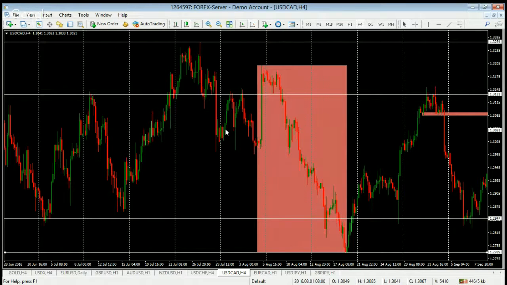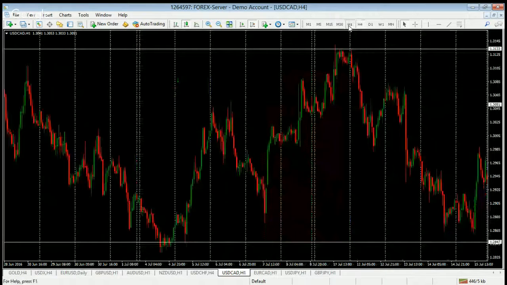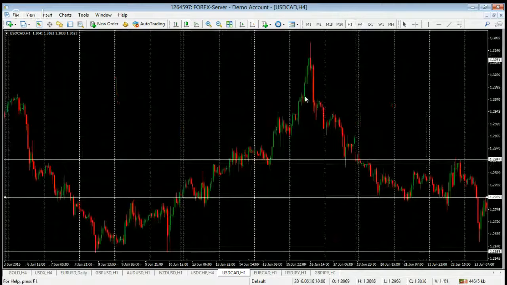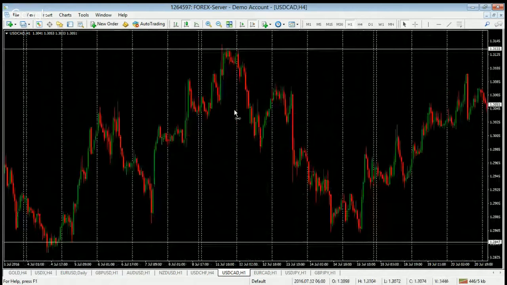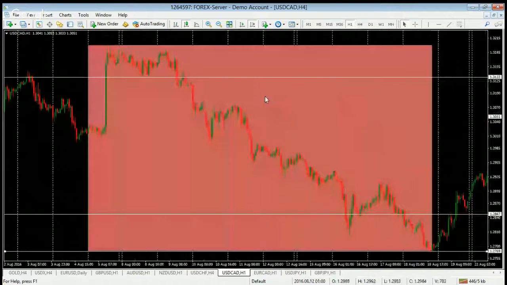So right here is a sell program. From this high to this low, down to this low is a sell program. So maybe 2 weeks it was a continuous sell. Let's move down to a lower time frame, 1 hour.